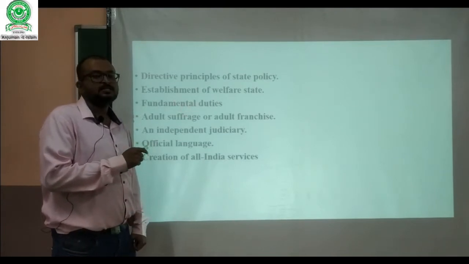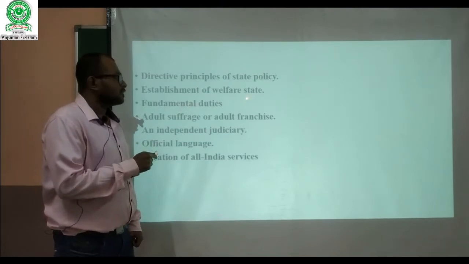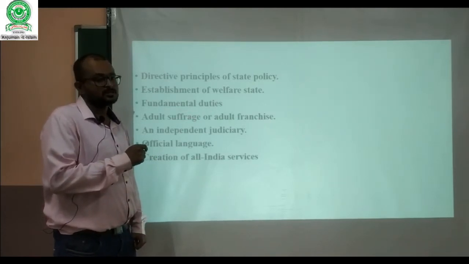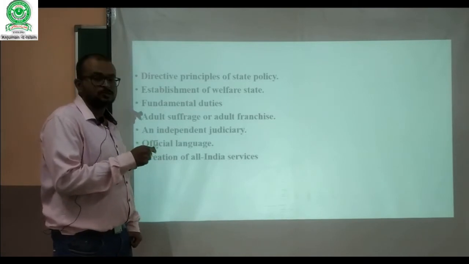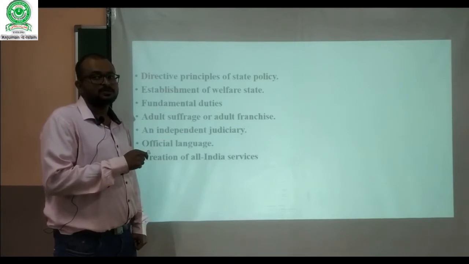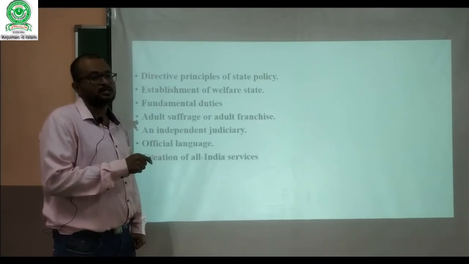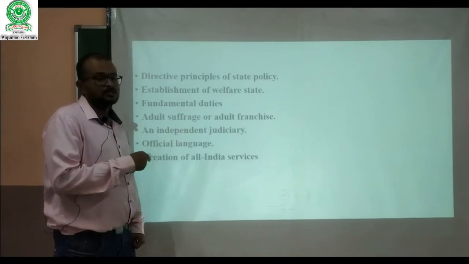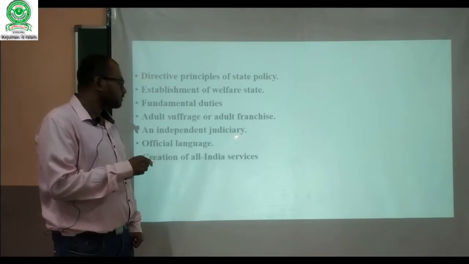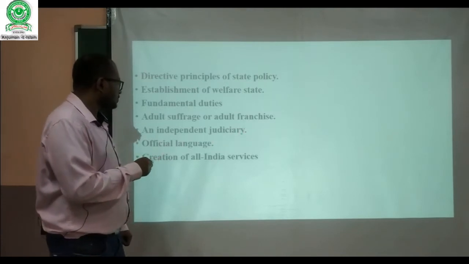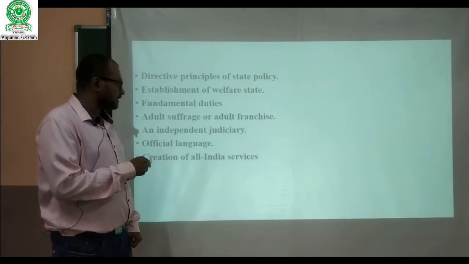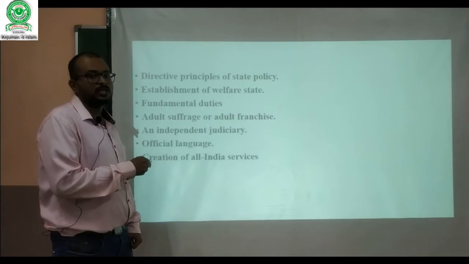Fundamental duties. In 1976, the 42nd amendment of the constitution was done to introduce fundamental duties. As we are given some rights, it was necessary to restrict them with some duties. Adult suffrage or adult franchise. In India, a man or woman who has completed the age of 18 has the right to vote in general elections. An independent judiciary. In India, we have an independent judiciary with the Supreme Court as the head and guardian of constitutional rights. Official language. Though in India we have many languages, Hindi is considered the national language. For states, their regional language may be used as official language.